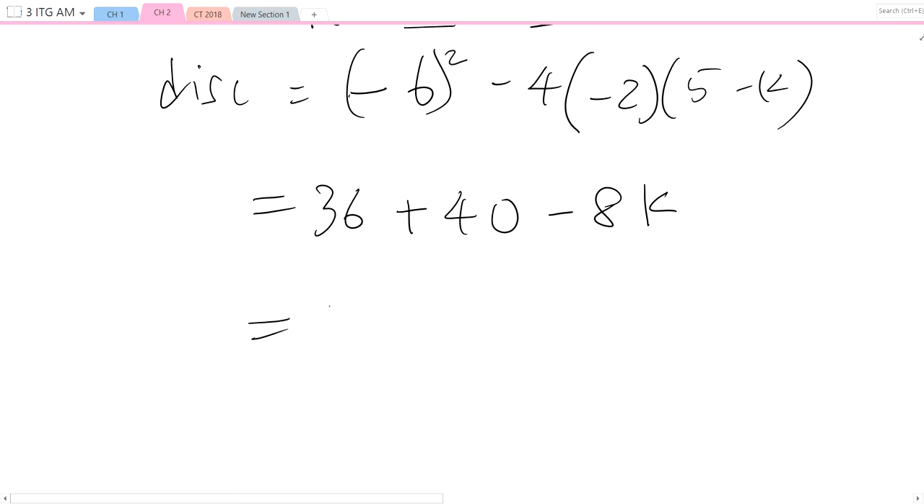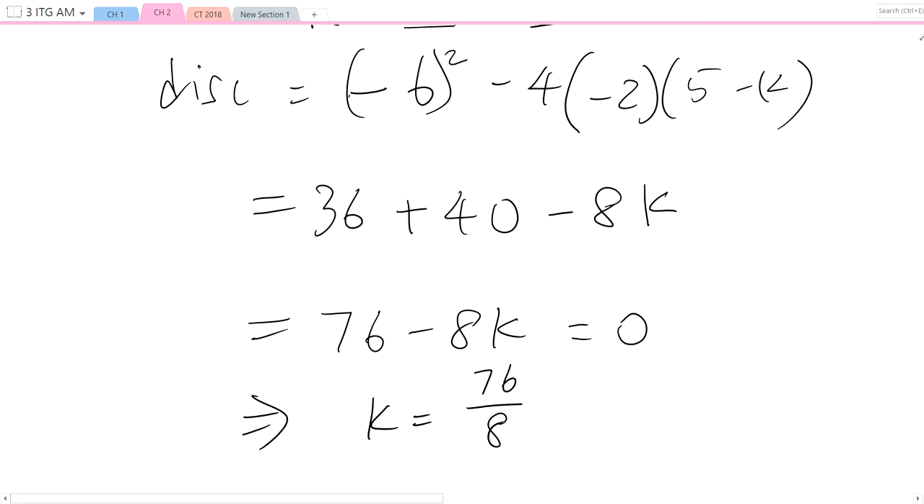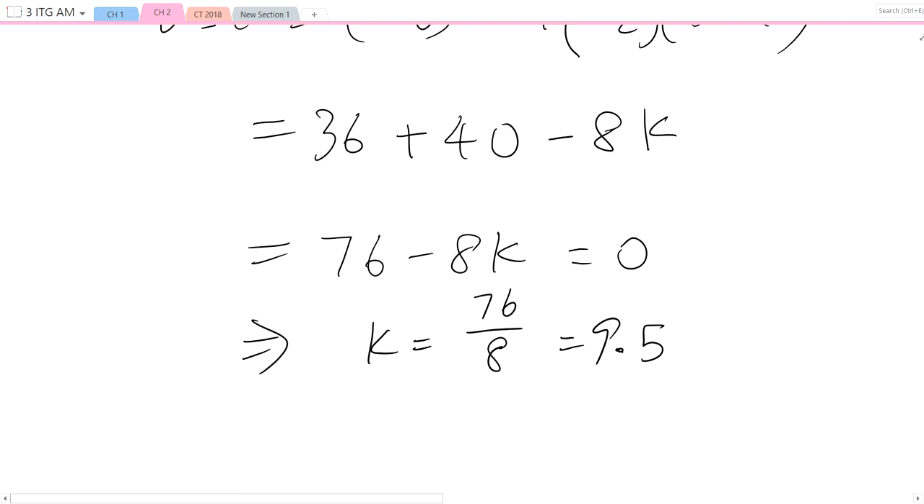So this gives me 76 minus 8k. This will be equal to 0 if the discriminant equals 0. Meaning k equals to what? 76 over 8, which is 9.5. Okay, so this is the value of k for which the graph is a tangent to the curve.